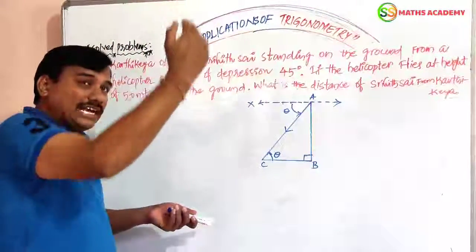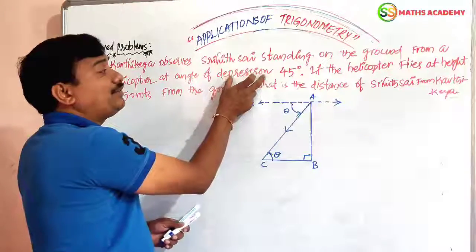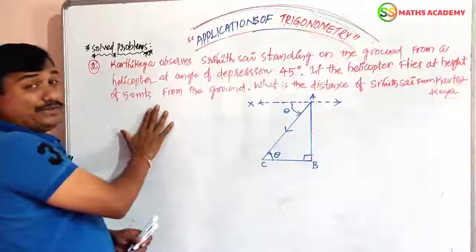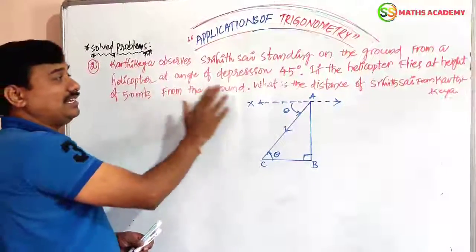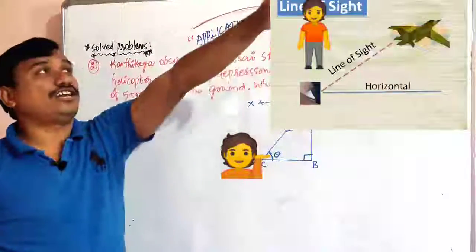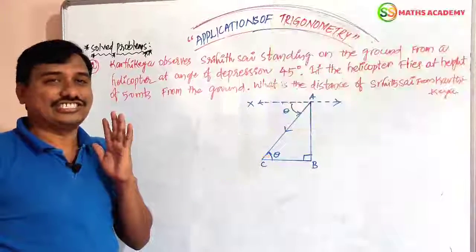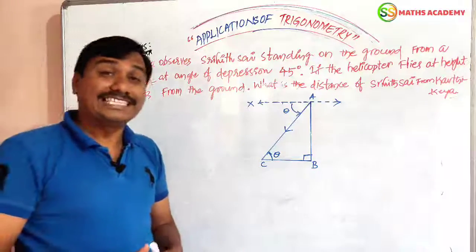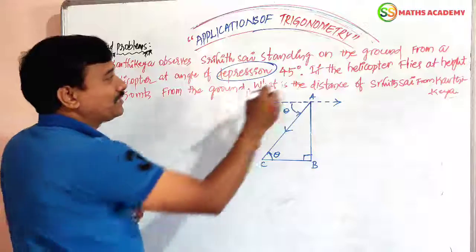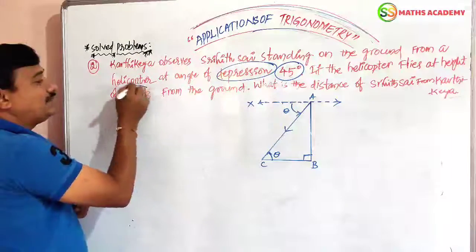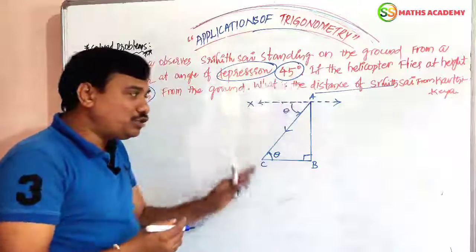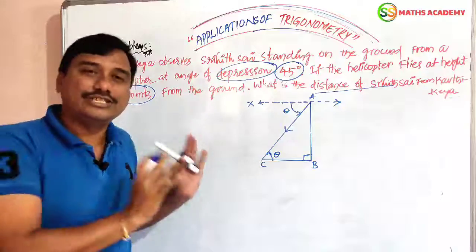He is observing from the helicopter with an angle of depression of 45 degrees. If the height of the helicopter from the ground is 50 meters, what is the distance between Kartikeya and Sri Sai? We have to find the distance, right friends? By using the important techniques here, the important points are: angle of depression, first keyword, theta is 45, height of the helicopter is 50 meters. We should find the distance between these two persons. These are the important points in this question.